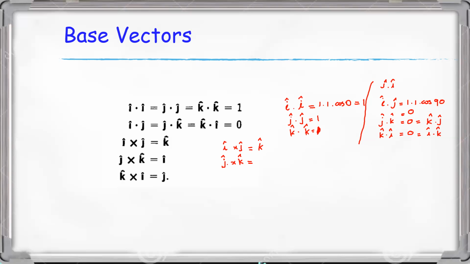Then we know that the i, j, k are making a right hand rule system. Okay, then we can remember this equation in a simple way.